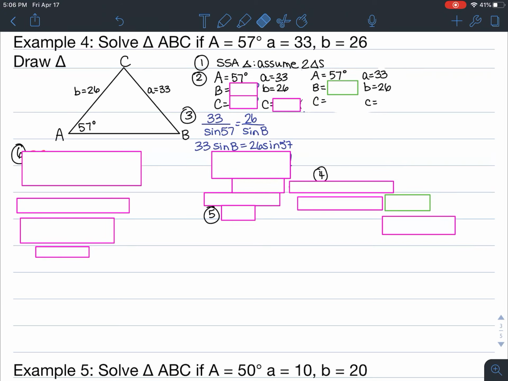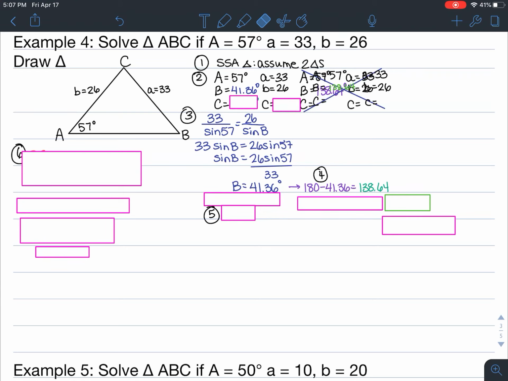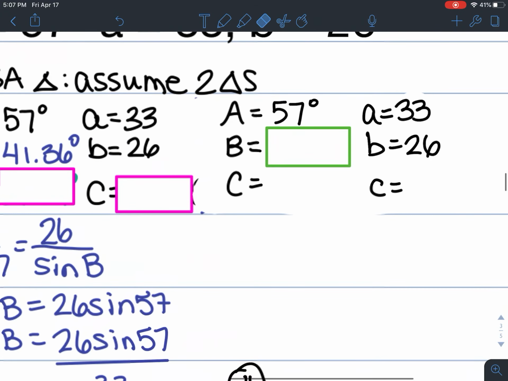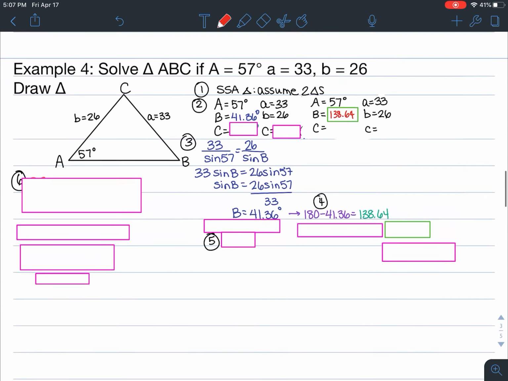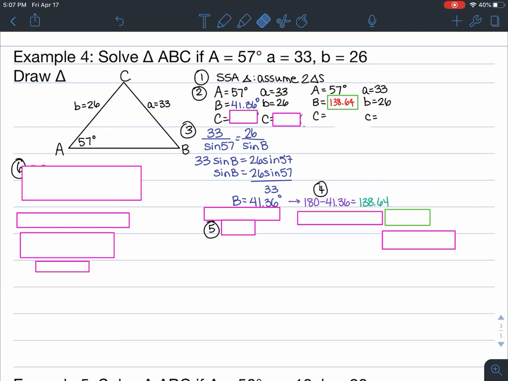We're going to use the law of sines. Cross multiply, divide, inverse, 41.36. So that's my possible angle B for triangle 1. And now what's next? You have to find the other possible angle B. So 180 minus the angle I just found is 138.64. And then we're going to go ahead and look for the third angle in each of the triangles.